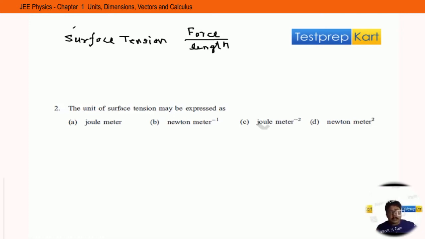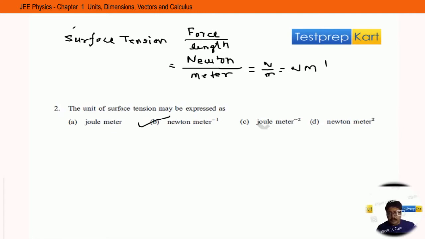So what is the unit of force? It is Newton. What is the unit of length? It is meter. Or we can write it N by m. M is in the denominator position, so we can write it as m to the power negative 1, or Newton meter to the power negative 1. So the unit of surface tension may be expressed as, option B is the correct answer.